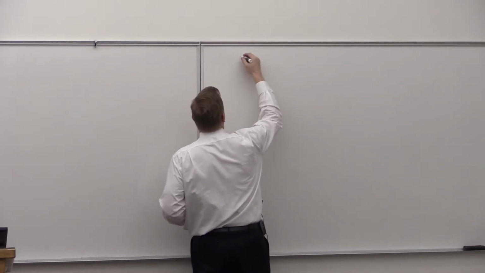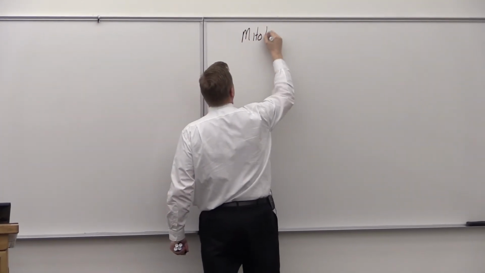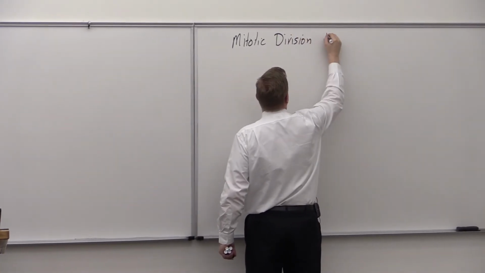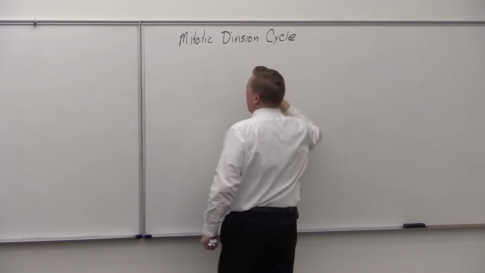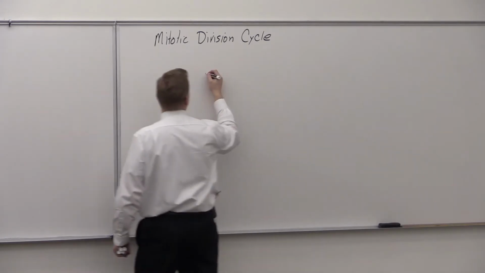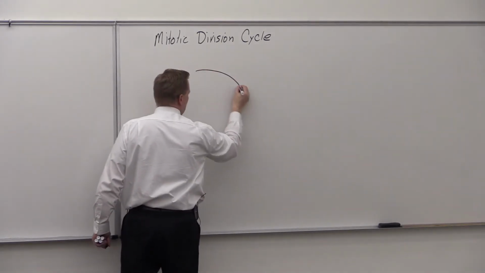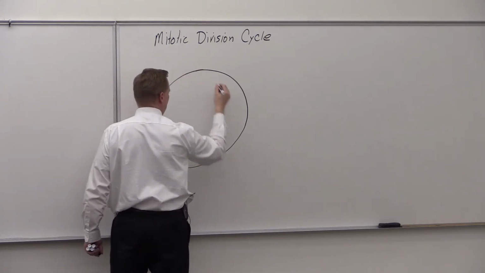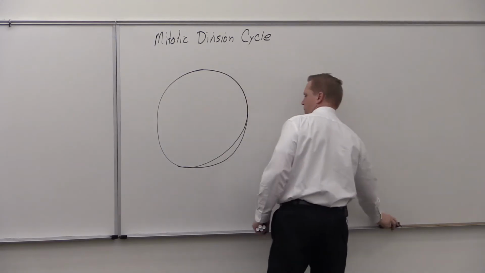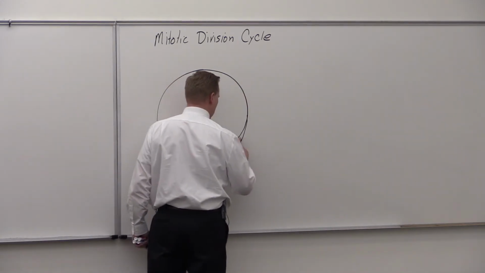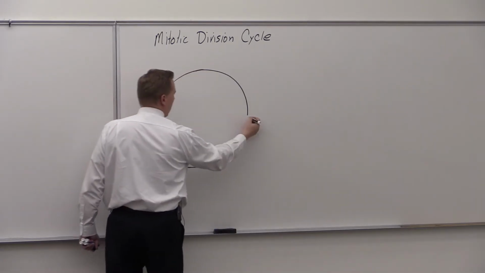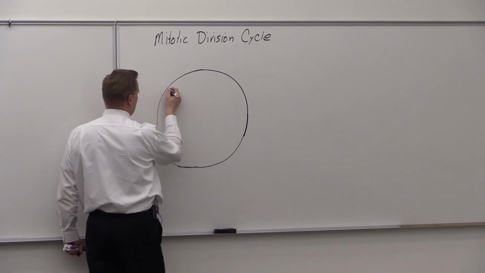We often talk about what's called the mitotic division cycle. Now let's talk about the actual process of cell division and how it works. Mitotic cell division is a cycle, meaning it repeats in the same pattern over and over again. So we'll draw a circle here and go through the different parts of that cycle. We're going to start right here, about, if this were a clock, maybe 10 o'clock.